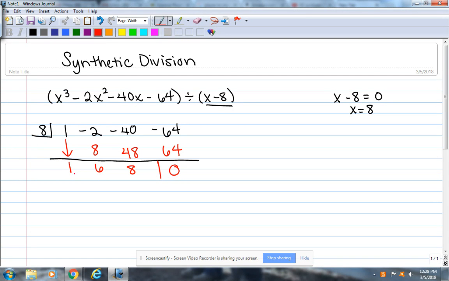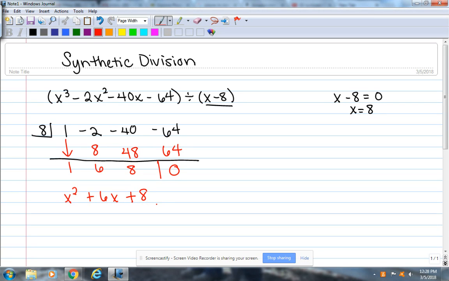Now for your polynomial at the bottom, you're going to go down 1 degree. So this is a third degree polynomial, and when we divided with no remainder, the result is going to be a square. So it's going to be 1x squared plus 6x plus 8. So when we divide it, technically we get the trinomial x squared plus 6x plus 8. If we were just dividing, this would be our answer.